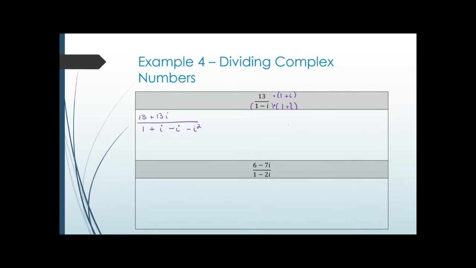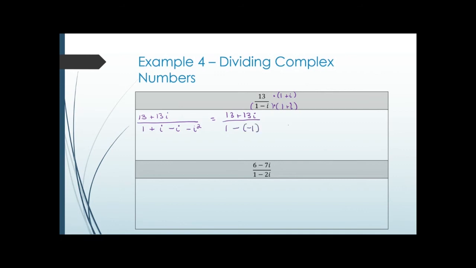So I FOILed in the denominator, and then I distributed in the numerator. And now I want to simplify. So the top, I can't really simplify further. And the denominator, the i minus i, those cancel. That's why we multiply by the conjugate, because we want the i's to disappear. And then I have 1 minus, and then i squared is negative 1.